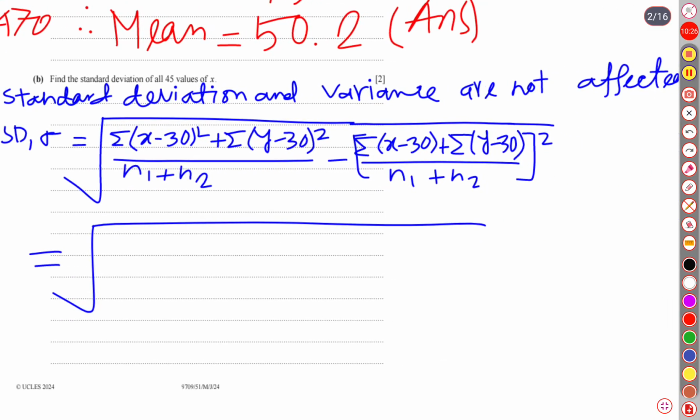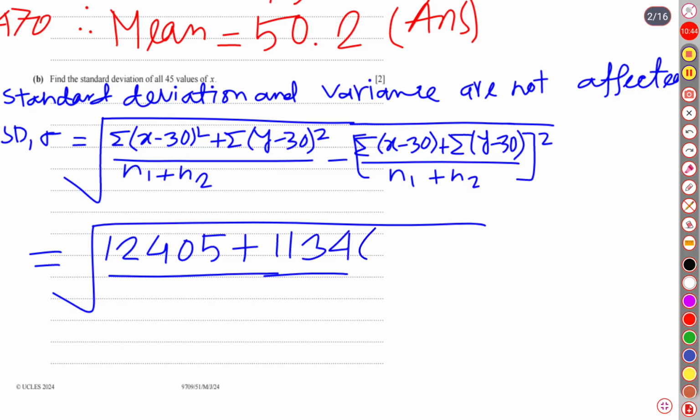It is going to be: first one is 12,405 plus the second one, which was 11,346, over n1 plus n2. The total number of values is 45. Already we have applied this multiple times.